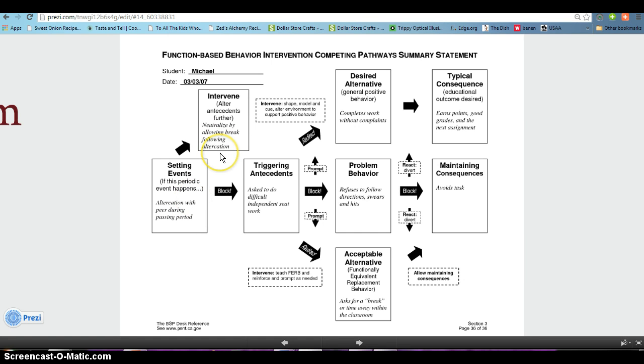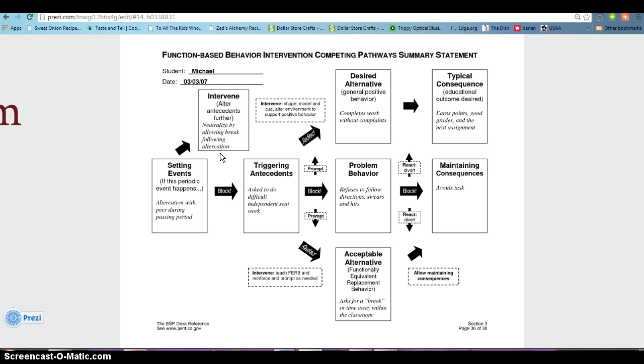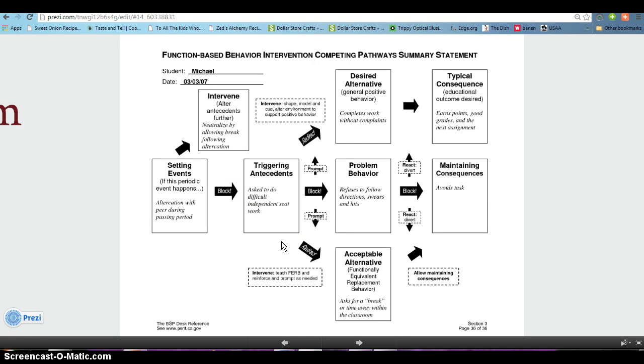So what we're going to do is we're going to neutralize by allowing a break following an altercation. So if he has an altercation with somebody, then we're not going to ask him to do anything for a while until he calms down. With the triggering antecedent, what we're going to do is we're going to come up with an acceptable alternative. It's what we call a functional equivalent replacement behavior. So in this case, he can ask for a break or ask for time away after he's gotten upset about something. What we want instead of the problem behavior is we want the desired alternative. We want him to complete his work without complaints.